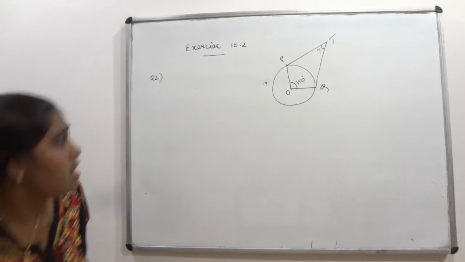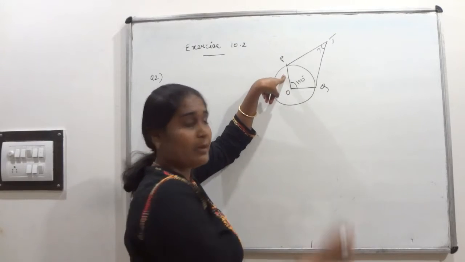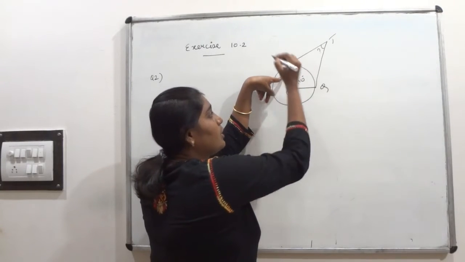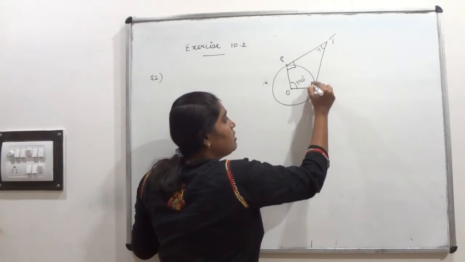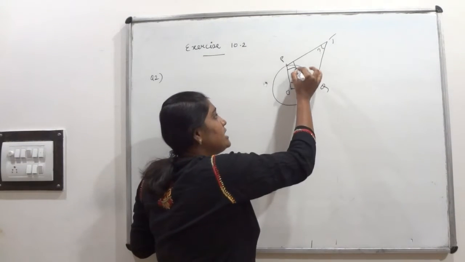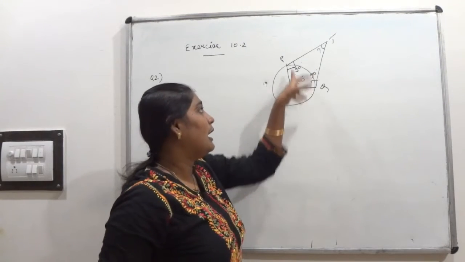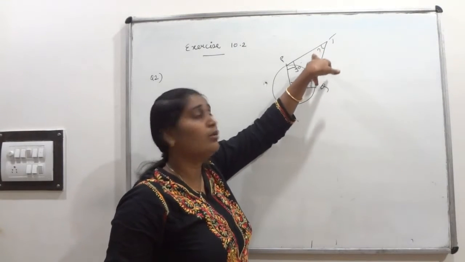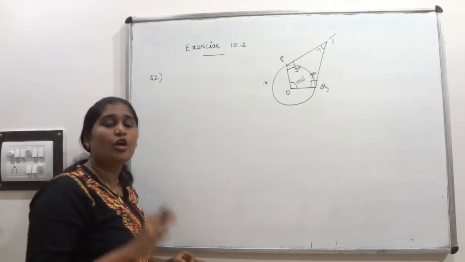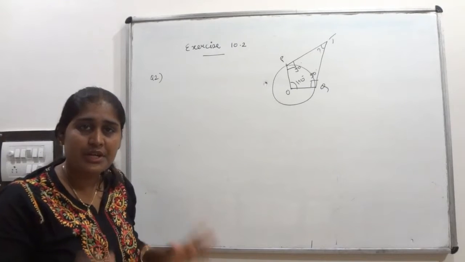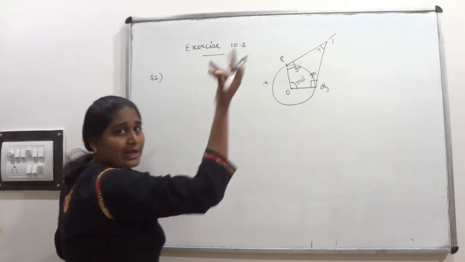It's so simple. Why? The tangent and radius are always perpendicular through theorem 10.1. So it is 90 degree. The radius and tangent are always perpendicular. So this is also 90 degree. Okay. Now in the quadrilateral I got three angles. We have to find out the remaining angle, that is angle T. You know that the sum of all angles of a quadrilateral is 360 degree. So from that 360 degree I subtract these values, you will get the T value.